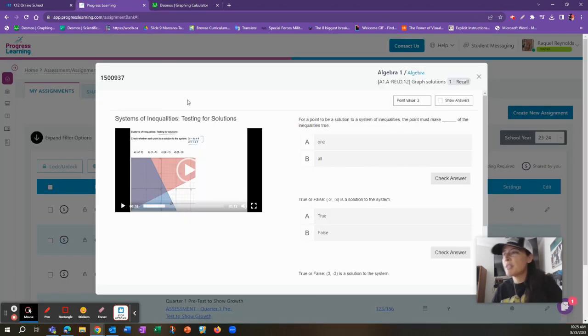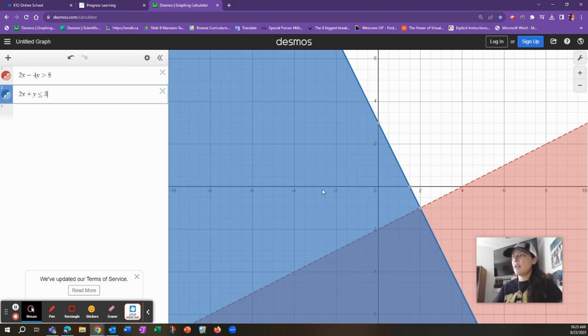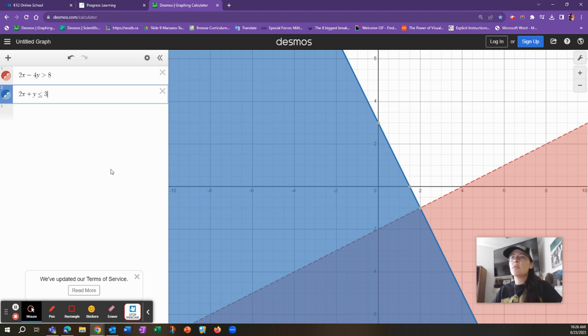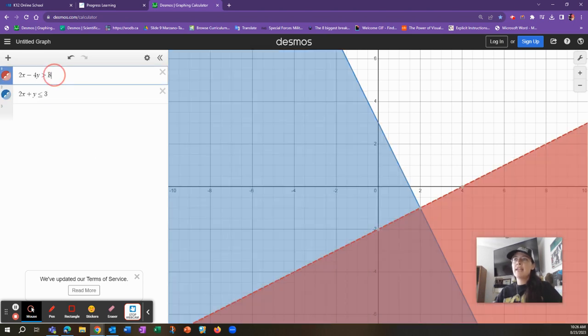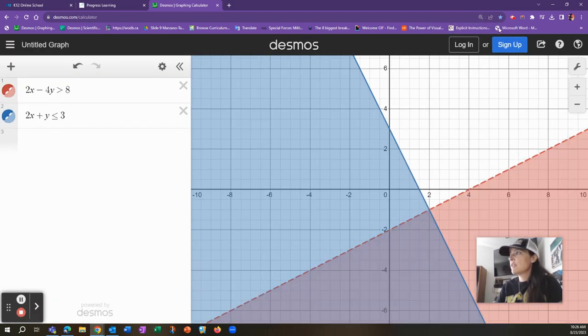Okay, whoops, I want to put the other one in there. 2x plus y less than or equal to 3. Okay, that blue line looks pretty good. We're not going to worry about the problems just yet. I want to look at this. So let me zoom in a little bit so you can see it a little bit easier. Okay, good for you.